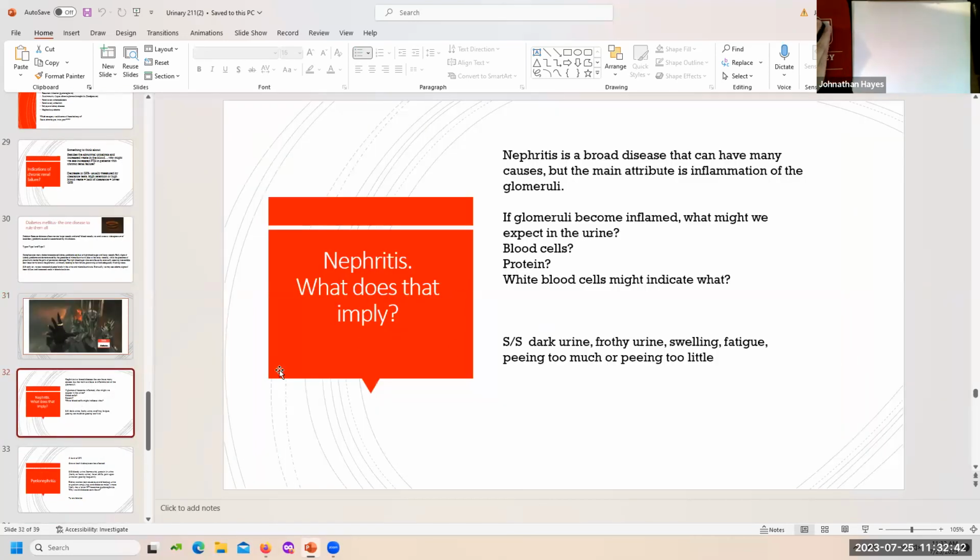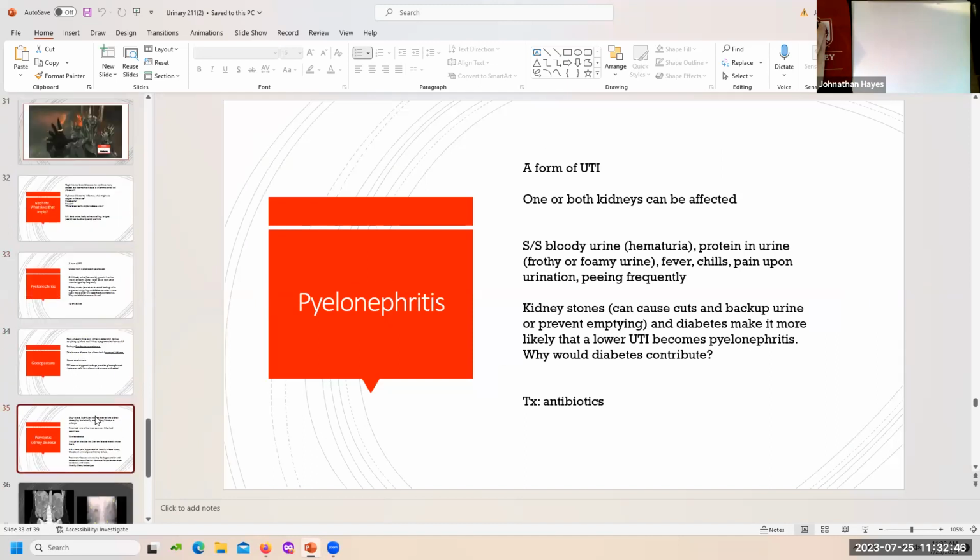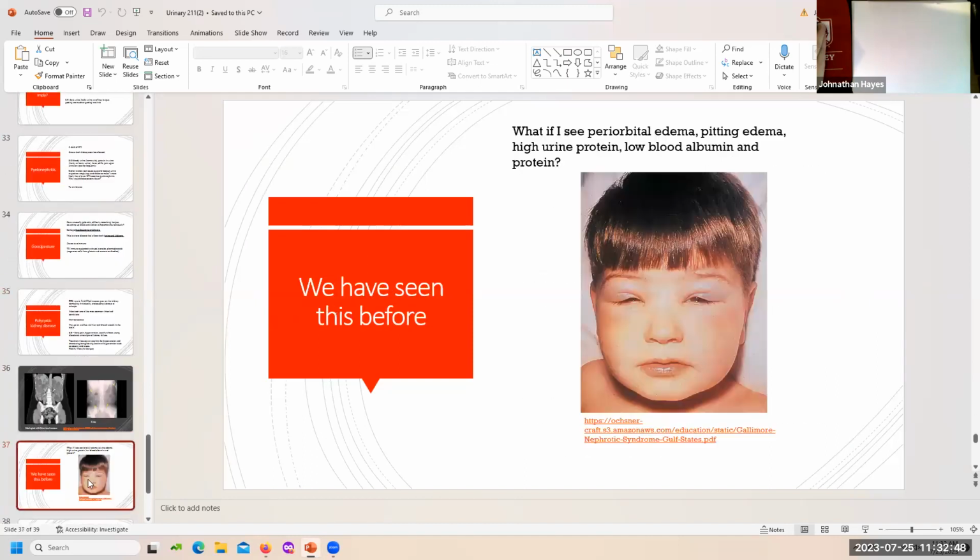Then nephritis, what does that imply? Pyelonephritis, it's a specific type. Polycystic kidney disease, it's just going over a couple of different diseases. Down here at the bottom, this is called nephrotic syndrome.